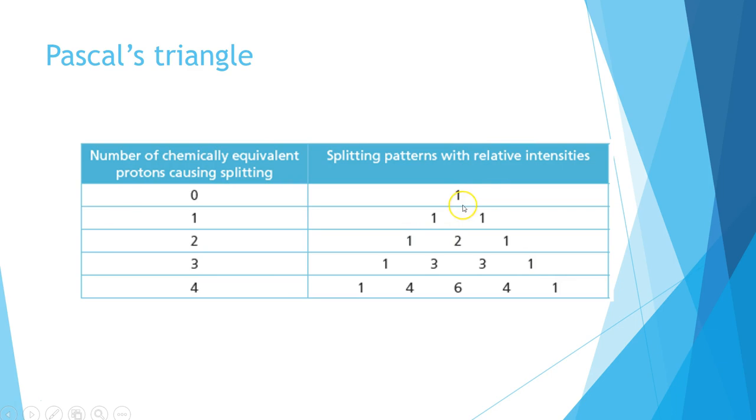So this is the triangle. In a singlet, it'll just be 1 line. When we have 1 neighboring hydrogen, it will split into n+1 lines, which will be 2, with a ratio of 1:1. When we have 2 neighboring hydrogens, it'll be split into 3 lines with a 1:2:1. 3 neighboring, 4 lines with a 1:3:3:1, and so forth.